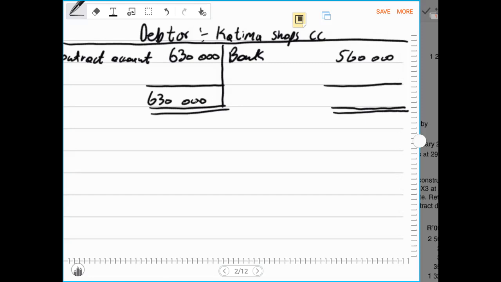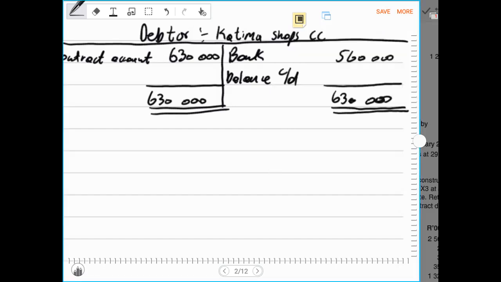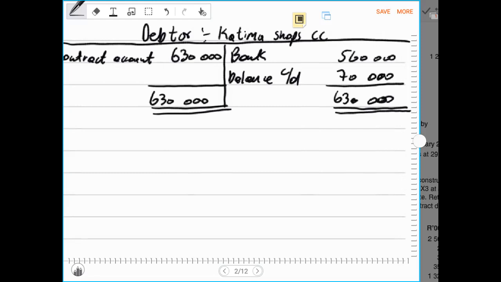Therefore now the difference, which is called a retention amount, will be recorded as the balance and also an asset. So now we record that as a balance carried down of the difference between the two, which is 630,000 rands minus 560,000 rands, and that will be 70,000 rands. That 70,000 rands will be the data that will be recorded in the statement of financial position by the end of the year.